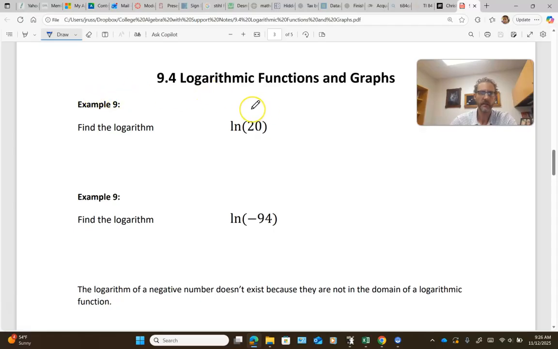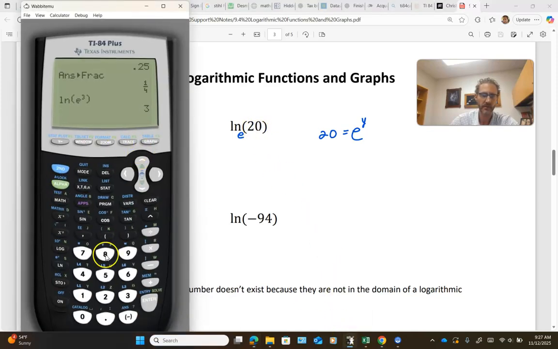Example 9. Now sometimes you may not be able to evaluate these by hand. So this is the natural log of 20. We know the base is e, so we're trying to figure out e to what power is 20. Well, because e is an irrational number, guys, the value of this exponent is also going to be irrational. And so the only way we can really evaluate this one or get an approximation is by using the calculator. We're going to get a decimal. So this one you have to use the calculator for.